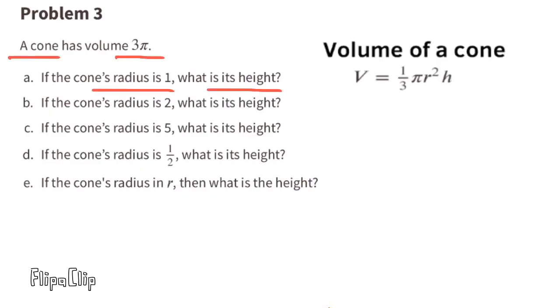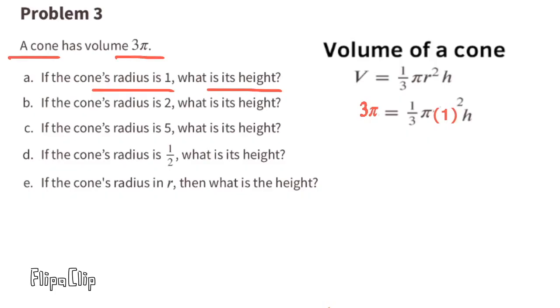Problem number 3. A cone has volume 3 pi. Remember, the formula for the volume of a cone is 1/3 times pi times r squared times h. A. If the cone's radius is 1, what is its height? When the radius is 1, we can substitute the r with a 1. r squared, or 1 times 1, is 1. Since the information tells us that the volume is 3 pi, we can rewrite the equation as 3 pi equals 1/3 pi times 1 squared times h.